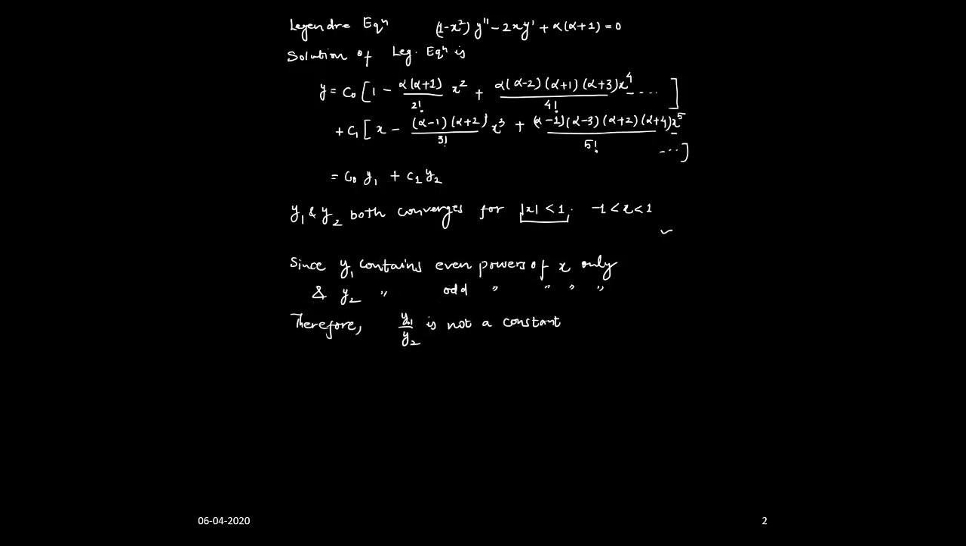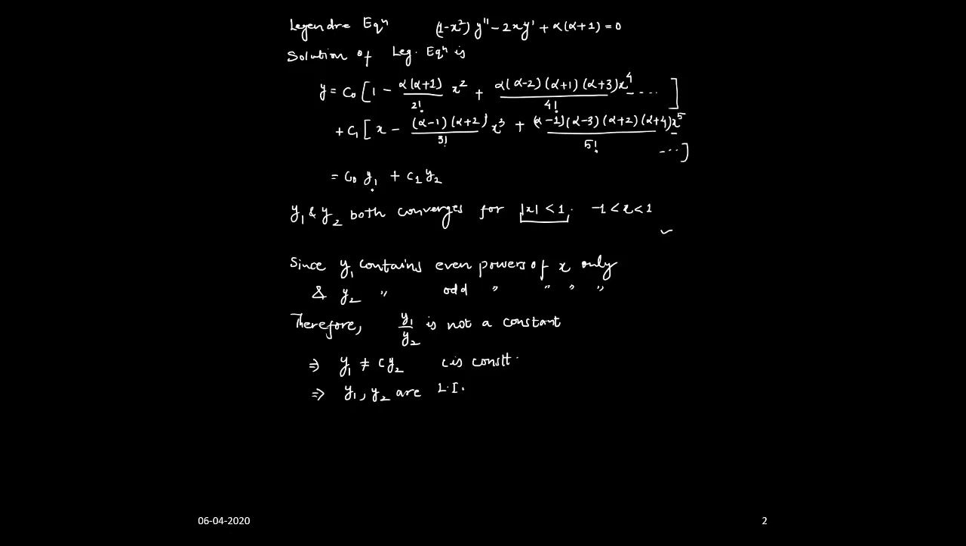Therefore, y1 divided by y2 is not a constant. It will never be a constant. So from here we can deduce that y1 cannot be a constant multiple of y2. This implies that y1 and y2 are both linearly independent. So we have y1 and y2, two linearly independent series.